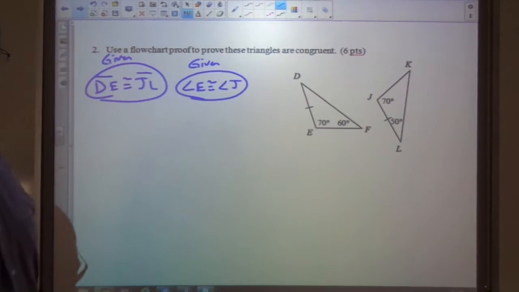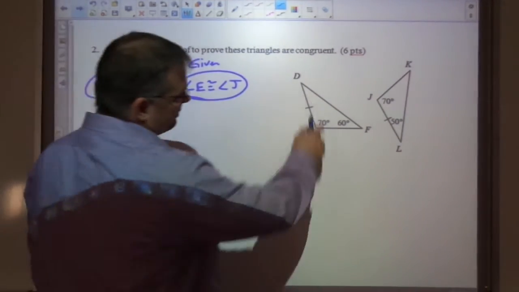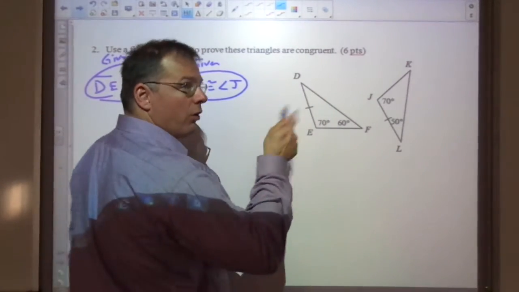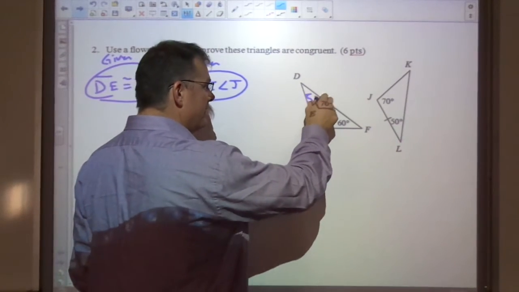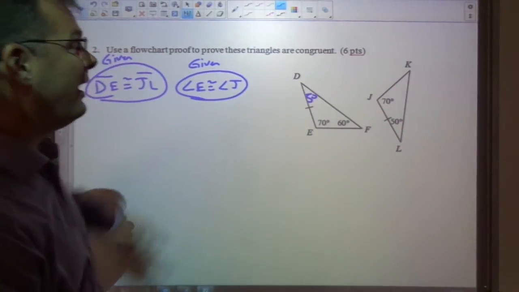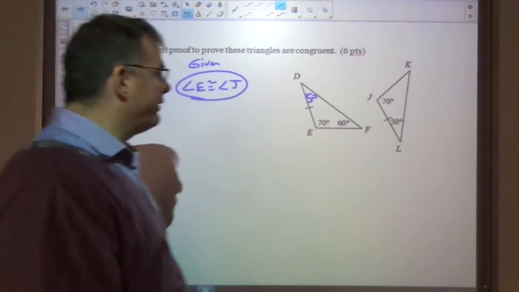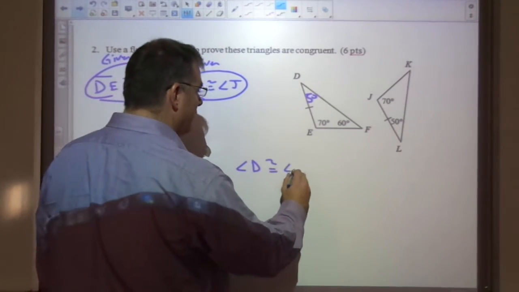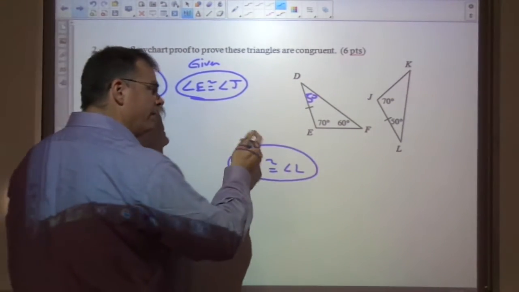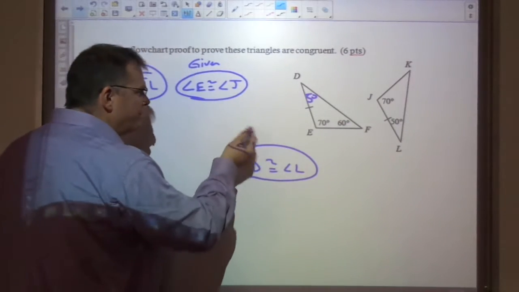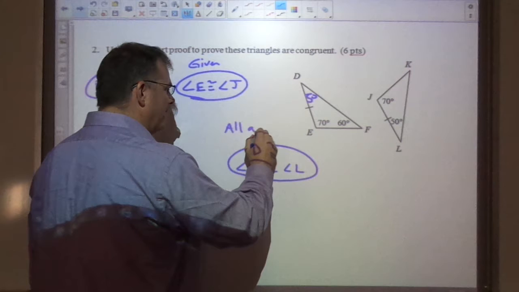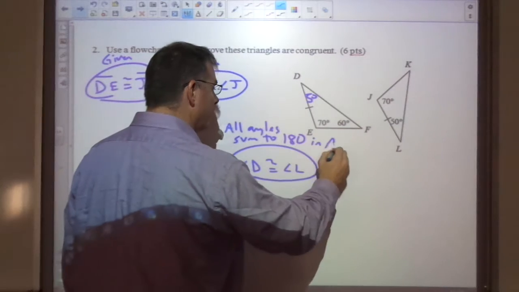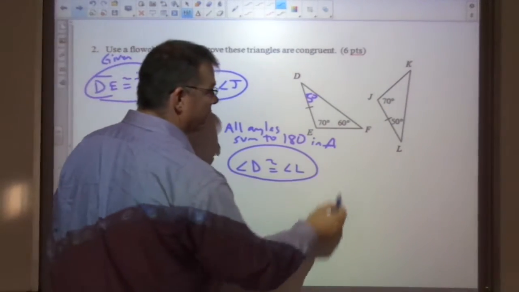So I need one more thing. And really what I've got to do here is figure out this missing angle. This is 70 plus 60 makes 130, which means, since I know that all the angles in the triangle add up to 180, that makes this have to be 50. Aha! And now that gives me another angle that matches. So now I know that angle D has to be equal to angle L. And how did I know that? Well, it's called the triangle sum theorem, but you could even say all angles sum to 180 in a triangle, right? That's how we know.